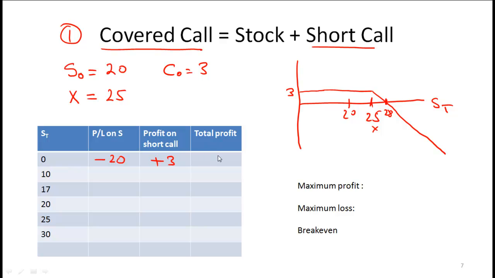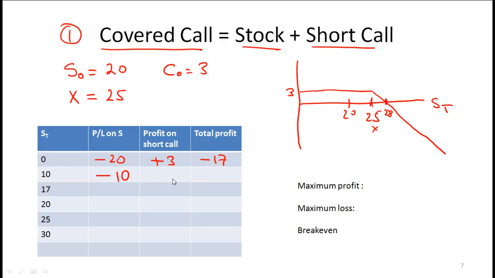So what is our total profit for this portfolio, which is the combination of the stock and the short call? We have minus 17. So it's actually a loss. What if the stock price is 10? From 20 we go down to 10. So the loss on the stock is 10.